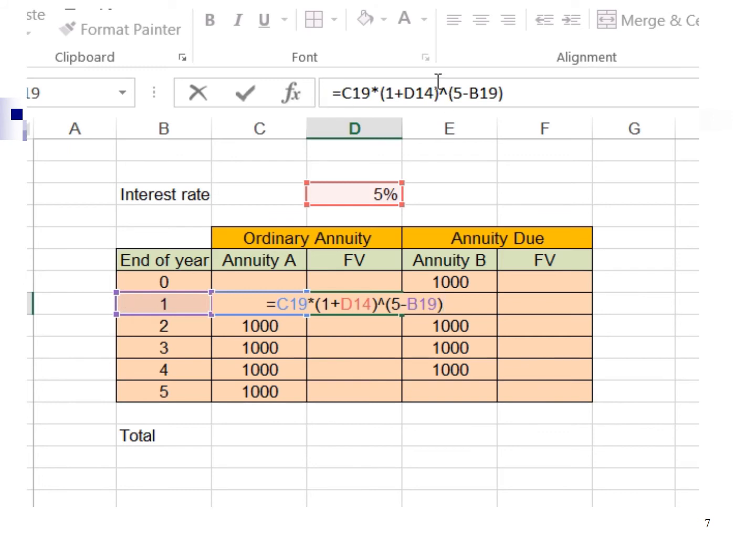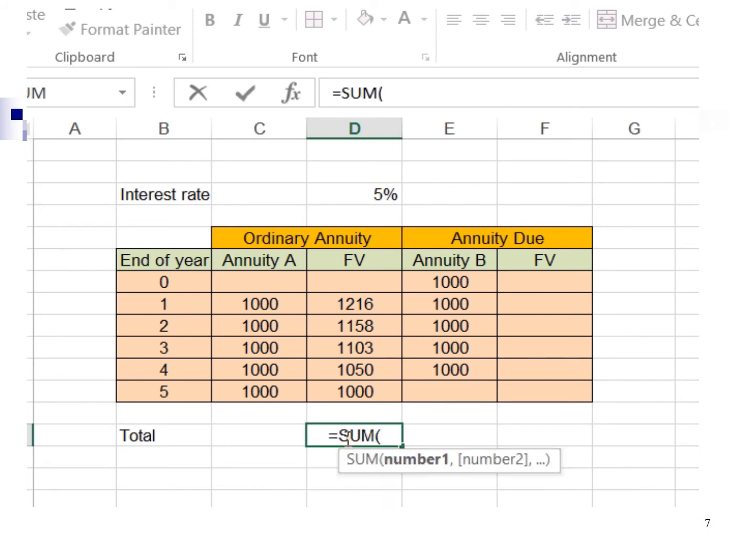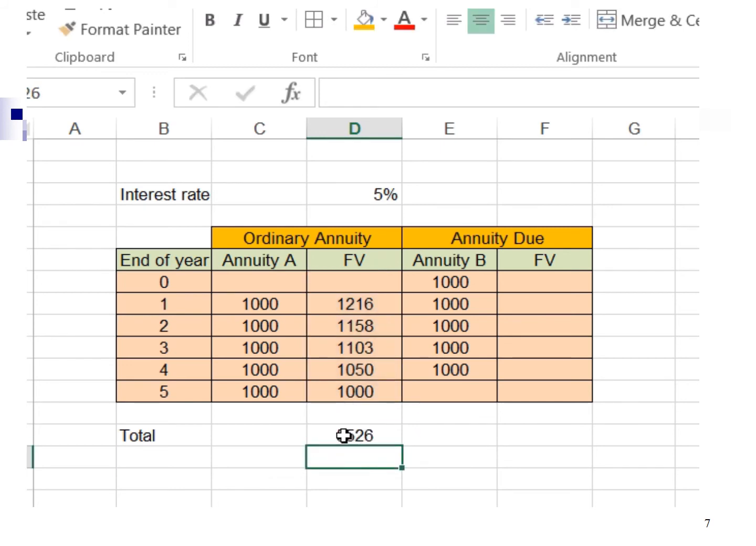interest. I'm going to fix the reference cell for interest rate by typing F4. Enter, and here is the answer. Next, I would drag all the way down to obtain the rest of the answers. Alright, I will total all these cash flows: equal SUM open bracket, highlight all the cells, close bracket, and here is the future value of ordinary annuity.